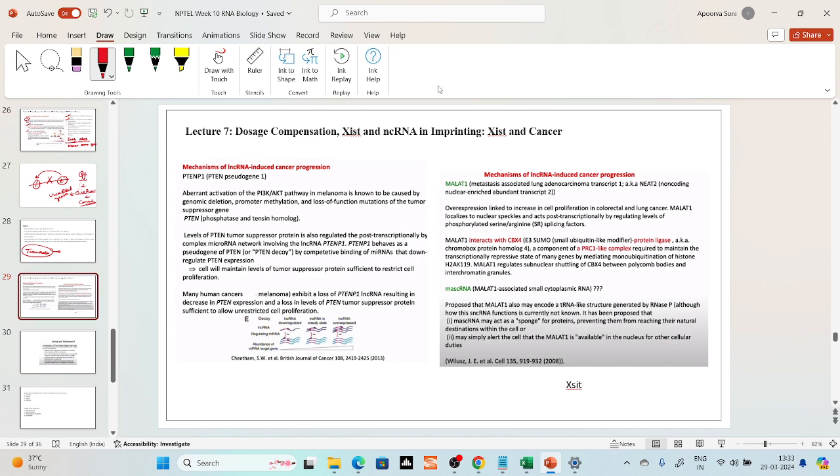Now again, there are other examples of mechanisms of long non-coding RNA which ultimately lead to cancer progression, such as P10P1, then you have malate1, and then you have zist1. So these are the three examples that again describe the cancer progression because of the down-regulation of the long non-coding RNA. You can just read it. It's nothing much to explain here.